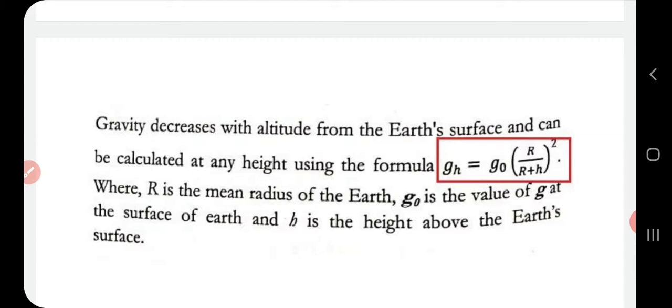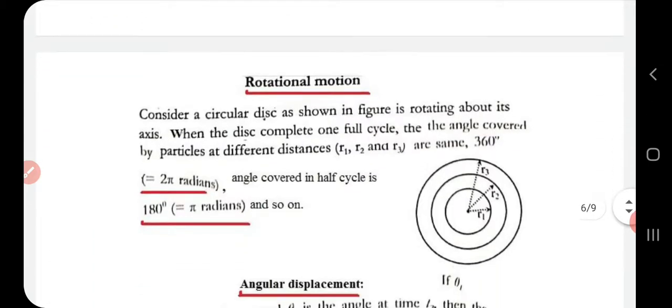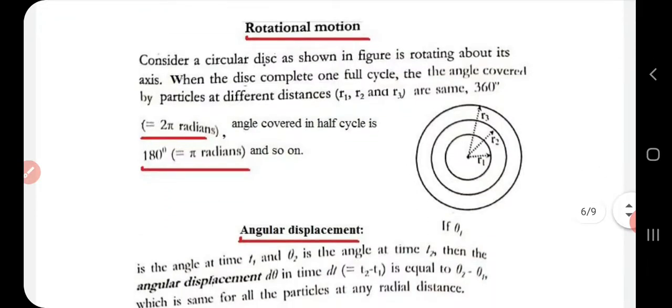R is the mean radius of Earth, g0 is the value of g at the surface of Earth, h is the height above the Earth's surface. Just study the expression and the terms. Now another important topic is rotational motion. Here you can see a circular disc. It is rotating about its axis.